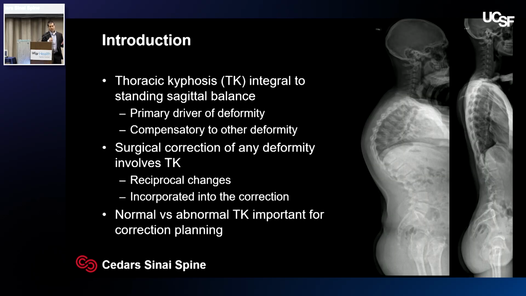It goes without saying that thoracic kyphosis is integral to standing balance, as we've heard with Mike Kelly's paper, and needs to be incorporated into our decision-making to treat these patients. It can either be the primary driver of the deformity, or a compensation mechanism for some other deformity that's going on. Either way, if you're correcting any deformity in the spine, you're going to be involving the thoracic kyphosis in some way or form. There could be reciprocal changes, so we need to know what normal and abnormal is, which, as you'll see, is sort of up in the air.